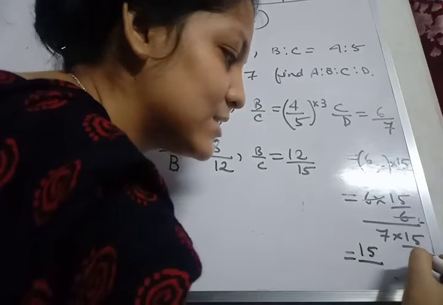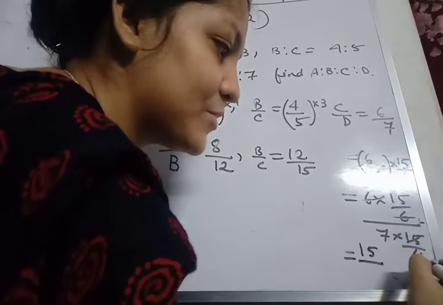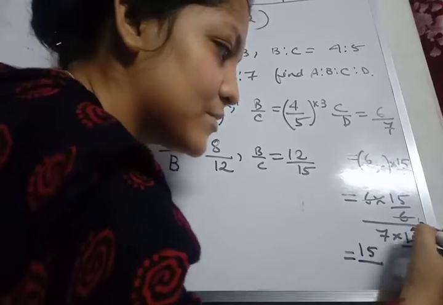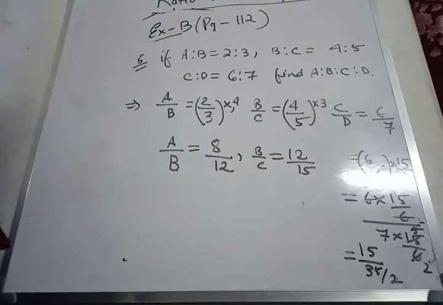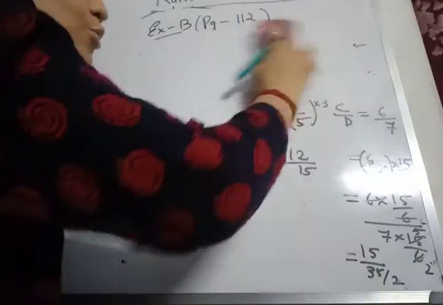And here what do we get? It is divisible by 3. 3 2s are 6. 3 5s are 15. So we get 35 by 2. The denominator portion. Now what do we write? Let's see.